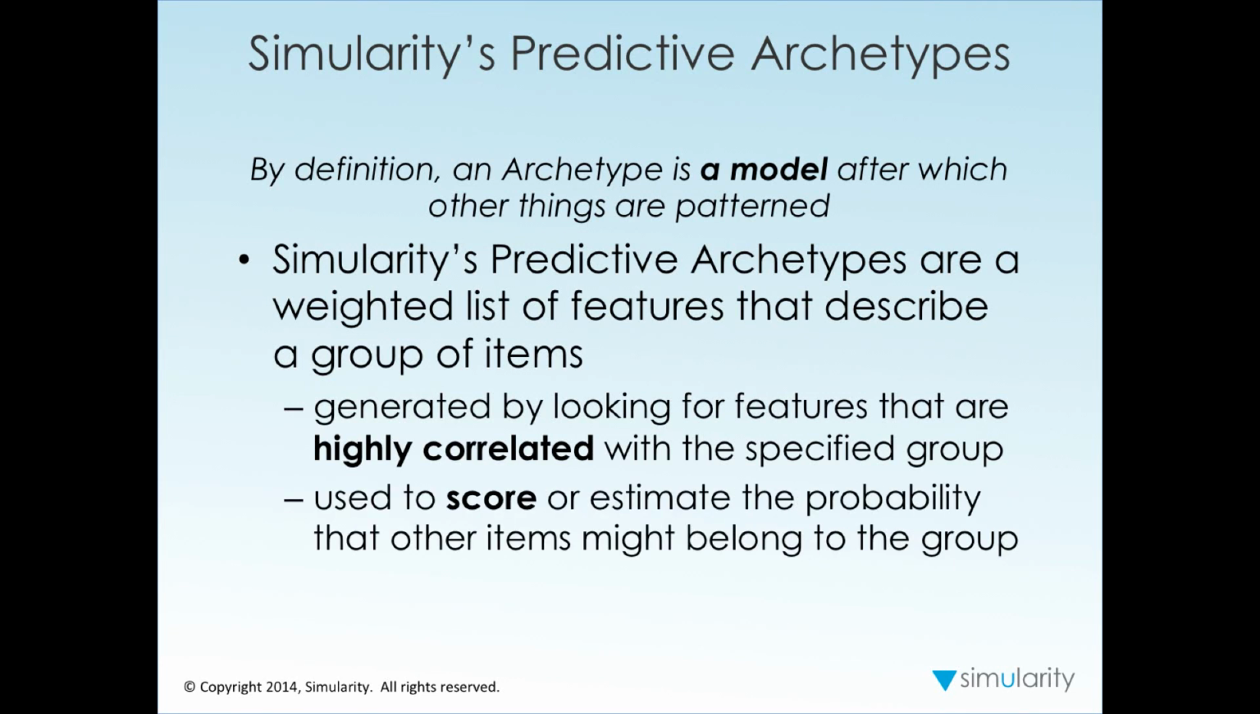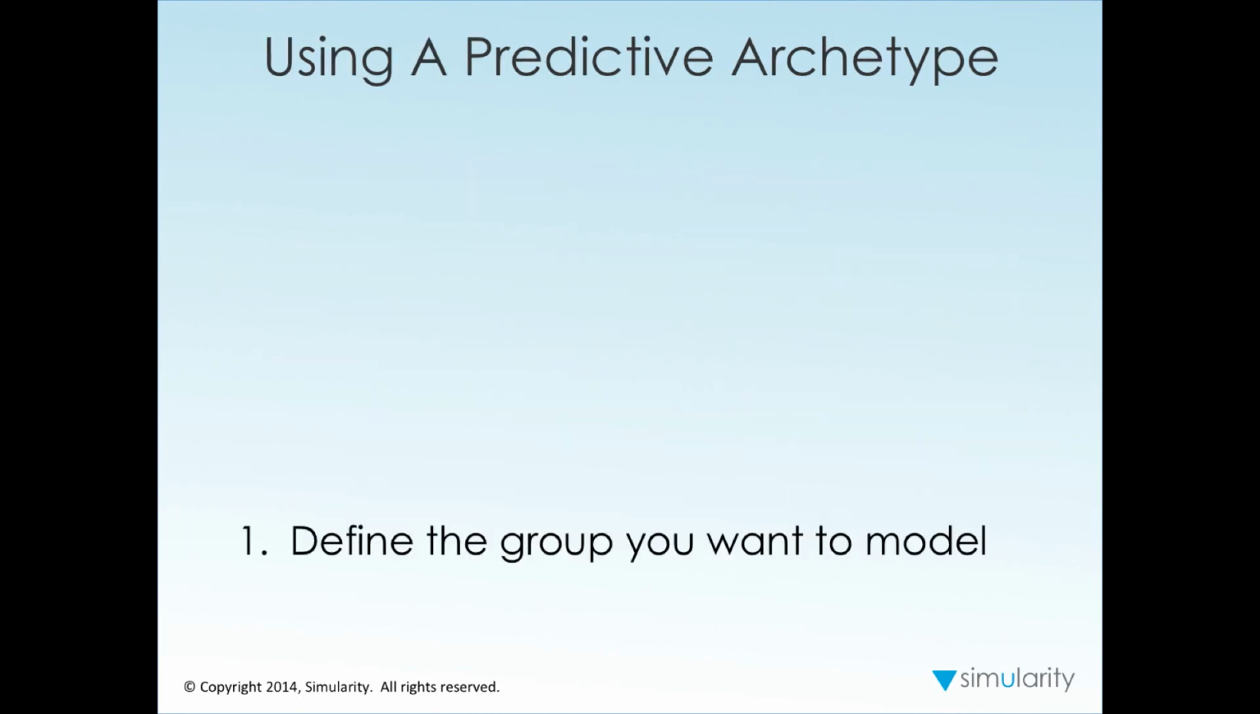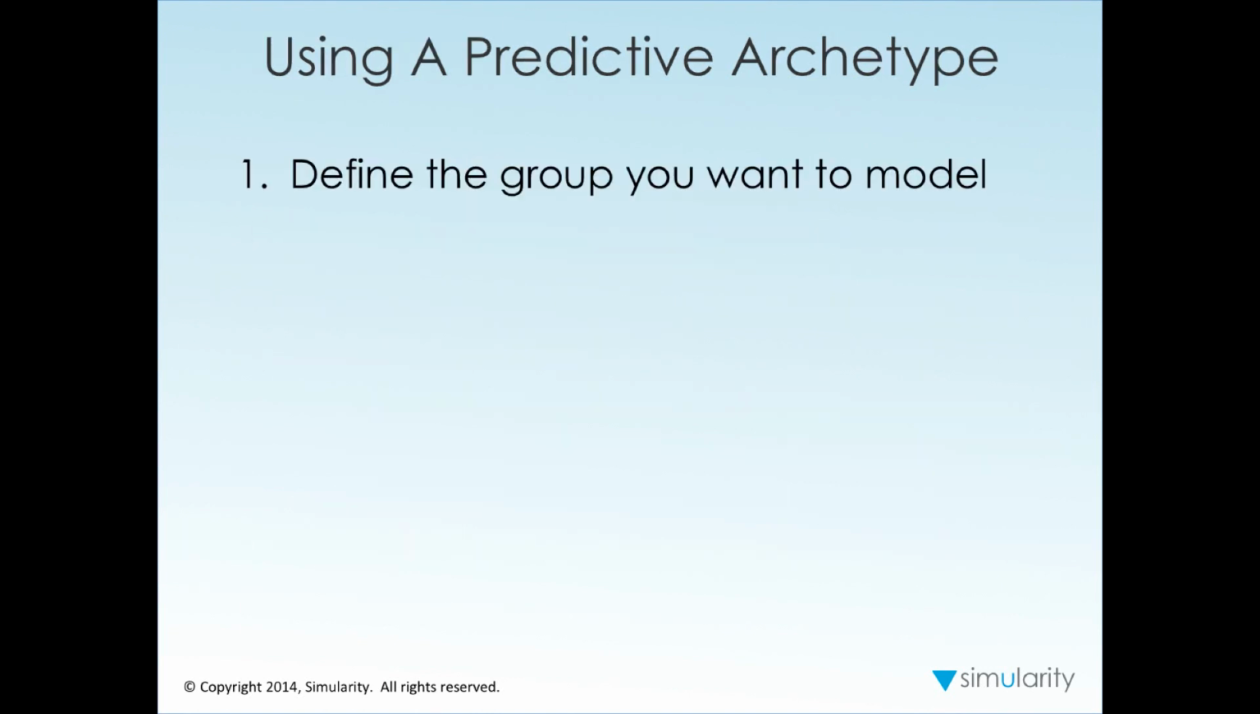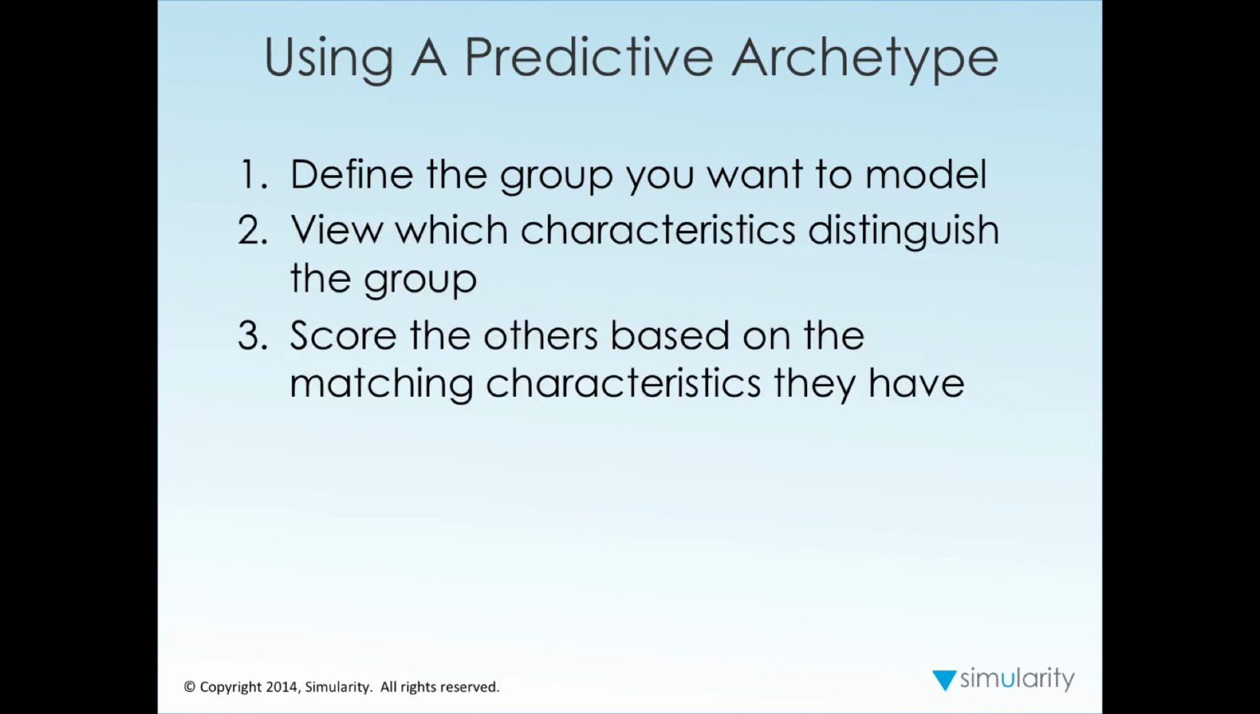And you can then use this model, this weighted list of features, to score or estimate the probability that other items might belong to the group. Using a predictive archetype is pretty easy. You define the group that you want to model. You view which characteristics distinguish that group, and then optionally you can score others based on the matching characteristics that they have to the group that you're modeling.